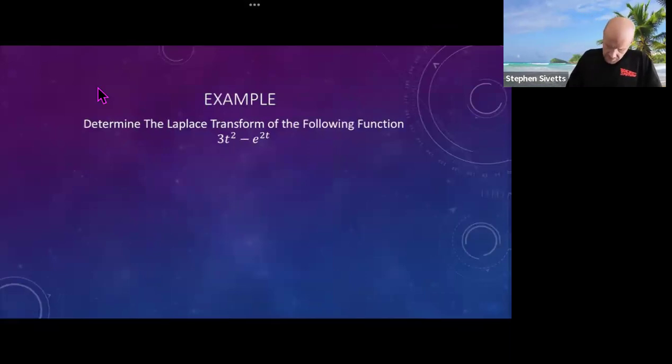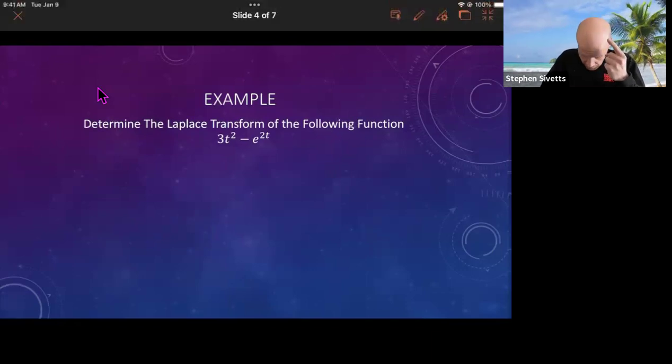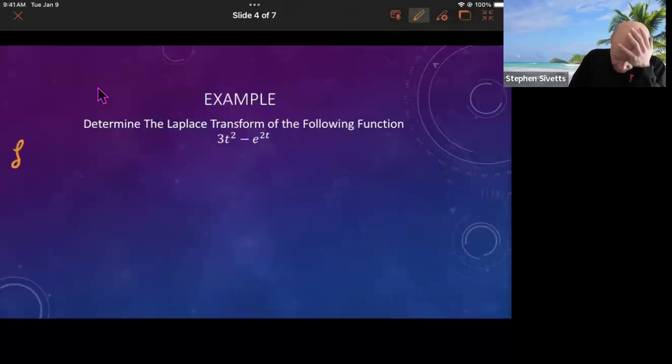So let's go over some examples. Let's compute the Laplace transform of this function. Would you know how to do it? Pause the video and try to figure out how to compute the Laplace transform of this function. Otherwise, I'm going to work this out in 3, 2, 1. Okay, so the Laplace transform of this guy, 3t squared minus e to the 2t.